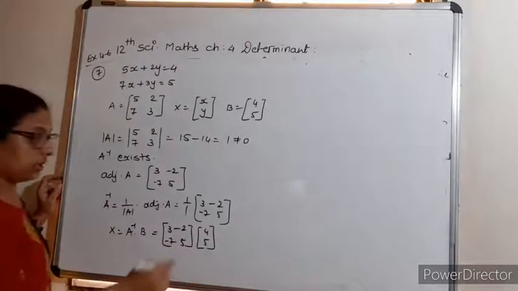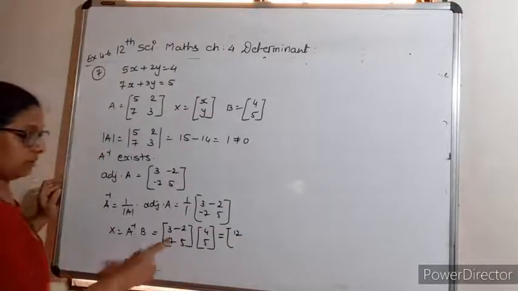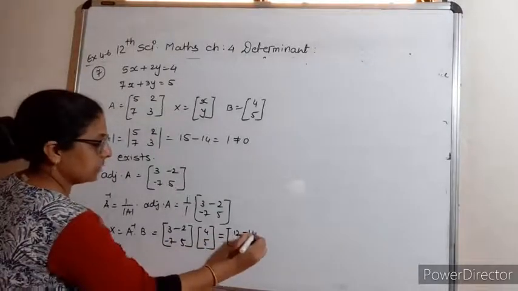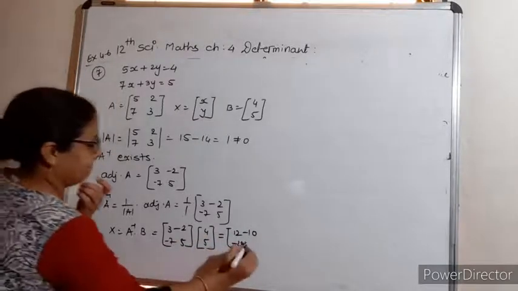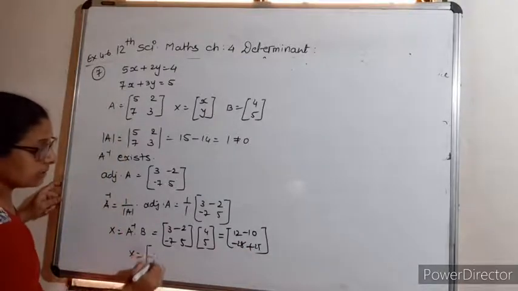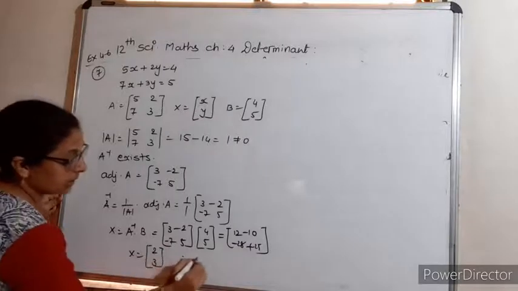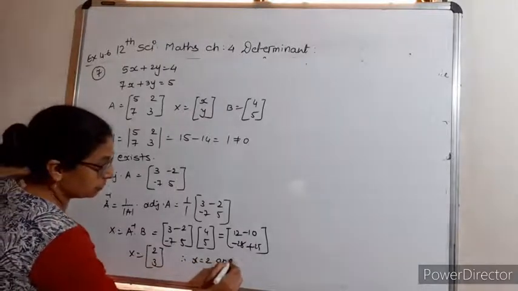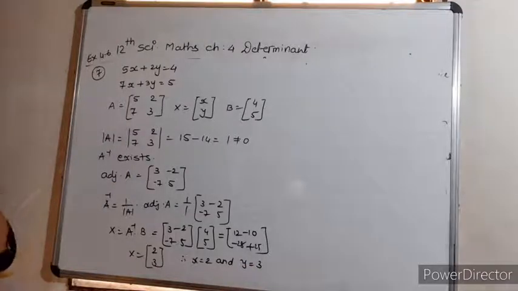4, 5. So if you multiply this, 3 4s are 12 minus 10 minus 28 plus 25. So that X is 2 and 3. So we get the answer X is equal to 2 and Y is equal to 3. So this is the solution.